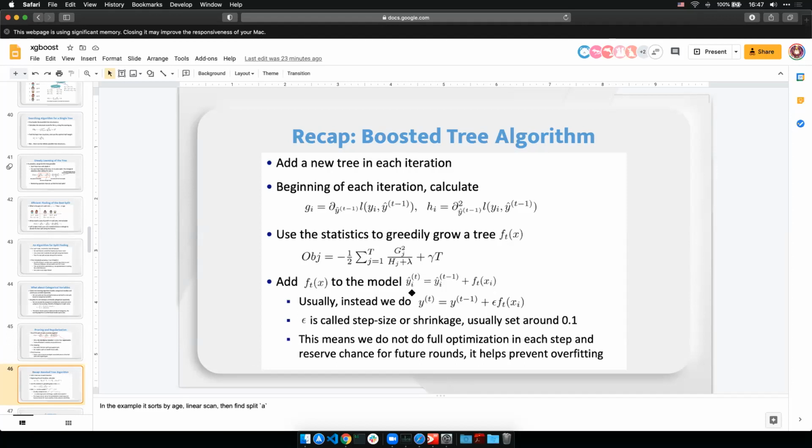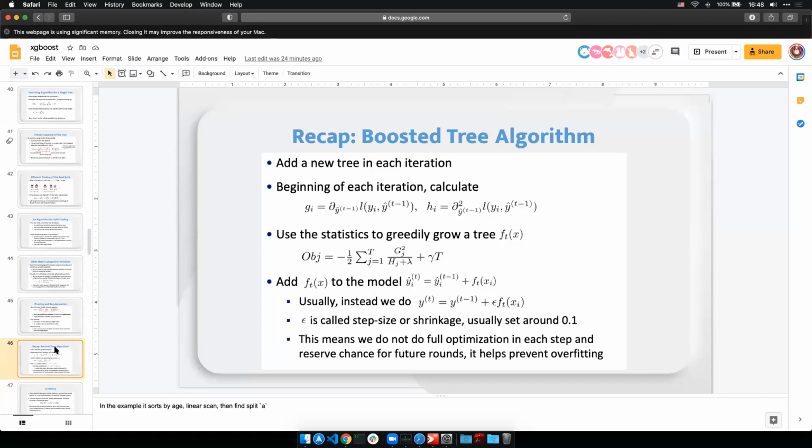But usually we don't just add the value as is. We use a parameter called the learning rate, which is similar to, say, stochastic gradient descent or other models. We don't want to just add the full new scores on top of the previous score. We want to discount it because we want to leave some room for future ways of growing trees, and we want to prevent overfitting. So this is the boosted tree algorithm.